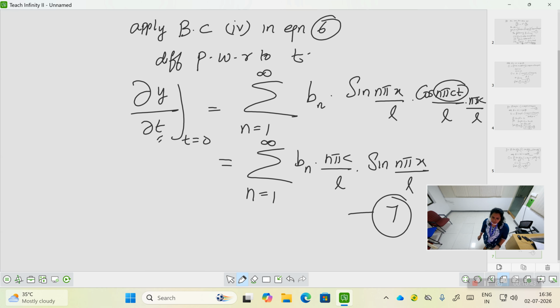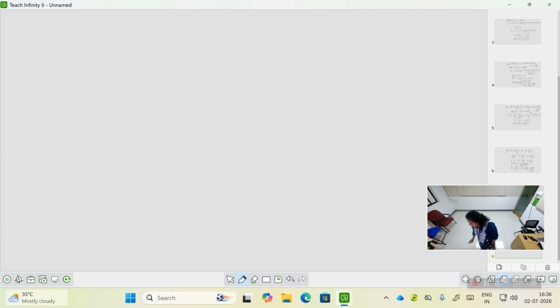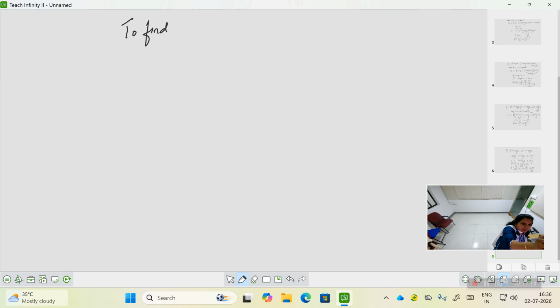So how does the last equation look? One more LHS condition is there, 3x into L minus x. We will apply the form. So this looks like the RHS. The RHS of equation 7 is a half range sine series. So we know that for the half range sine series, we are going to find the value for Bn only. But from here, you are having Bn into n pi c by L. That will carry. So what is the formula?